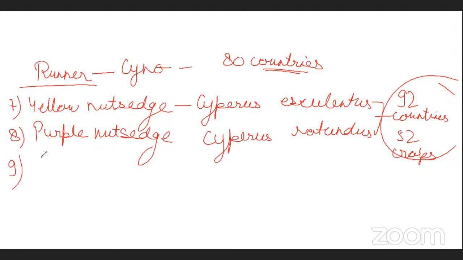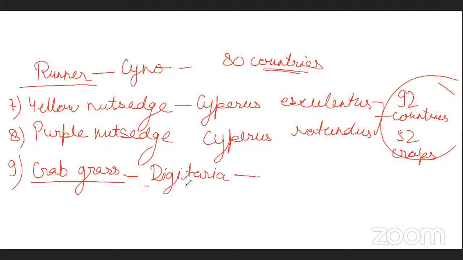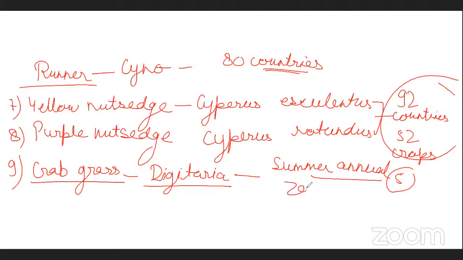Then in the ninth, we are having the crab grass. And this crab grass, scientific name is Digitaria sanguinalis. And this Digitaria, I have told you in the examples of the summer annuals. At that time, I told you the five most important examples of the summer annuals. And because summer is also known as Zaid, I have given you the trick A D. So A square D cube.